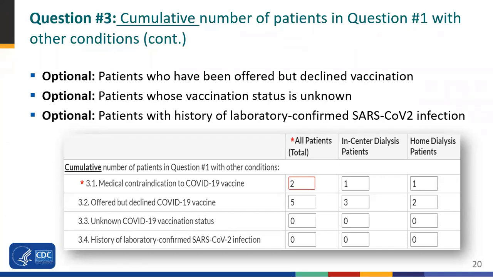It is optional to report the number of patients with unknown COVID-19 vaccination status. For instance, a facility may not have vaccination documentation for certain patients. Finally, facilities may report the number of patients with a history of laboratory-confirmed SARS-CoV-2 infection. Please remember that when reporting the number of patients with any of these conditions, report the cumulative number of current patients.